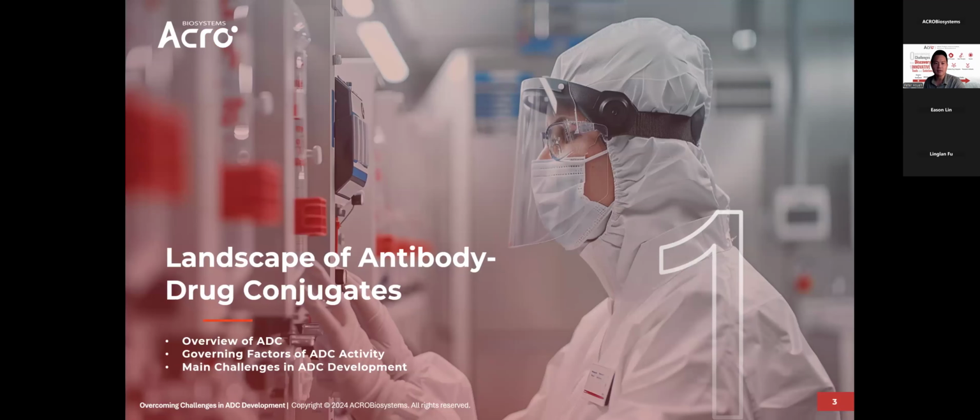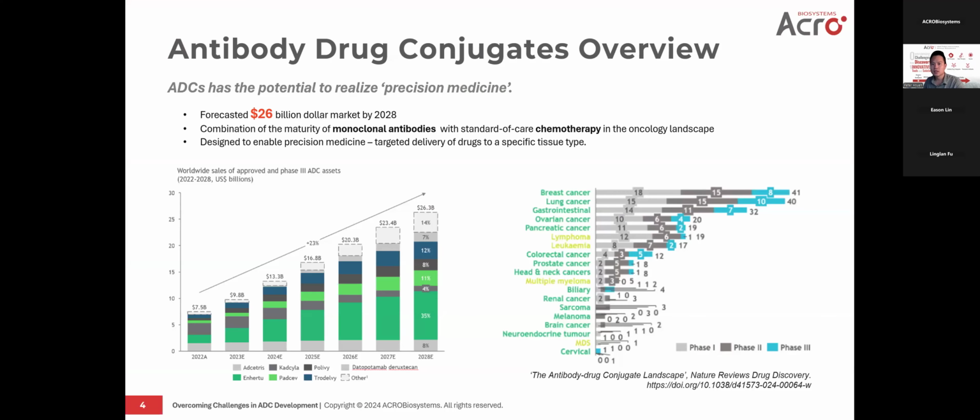Let's start with the landscape of the ADC. Looking at this entire field, from the overview of the ADC industry, we're looking at a $26 billion market cap. We are forecasting that by 2028 it has very great potential as we realize precision medicine. It's really combining two key components, the maturity of monoclonal antibody development and the standard of care of chemotherapy, especially in the oncology landscape, designed to deliver chemotherapy to very specific tissue types.